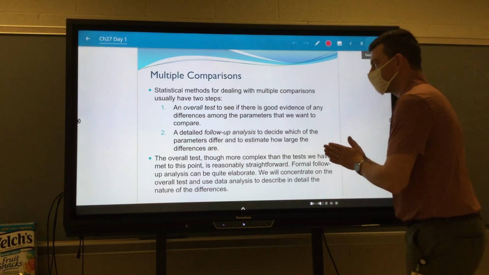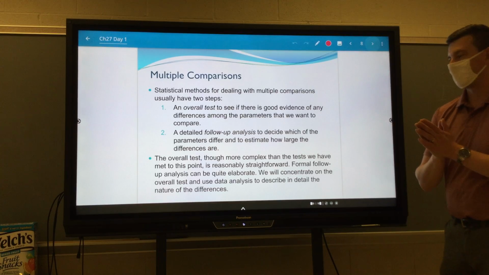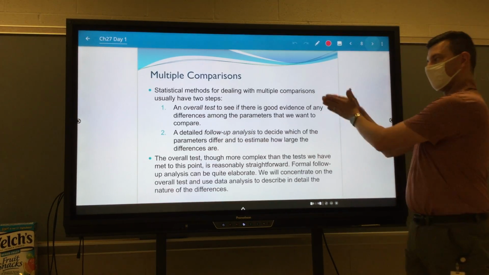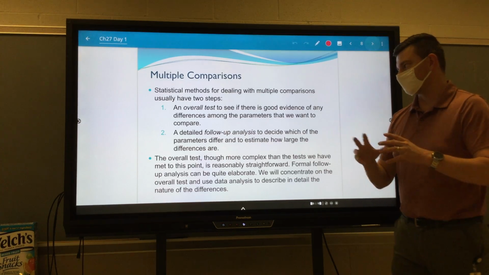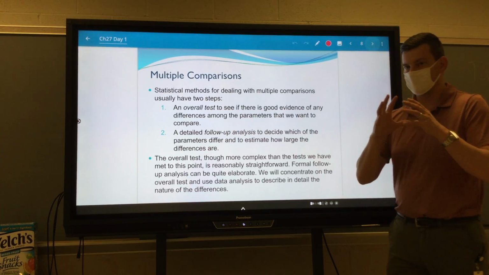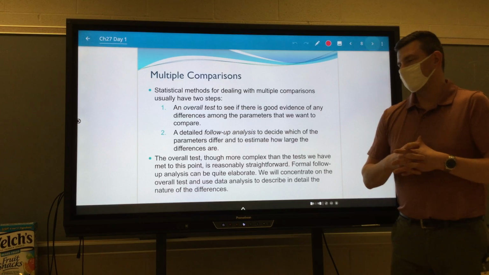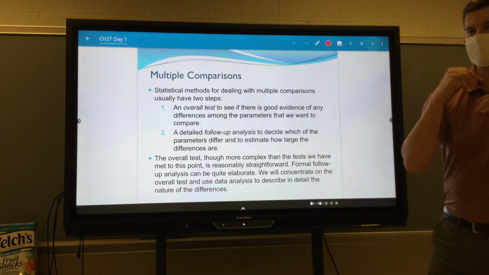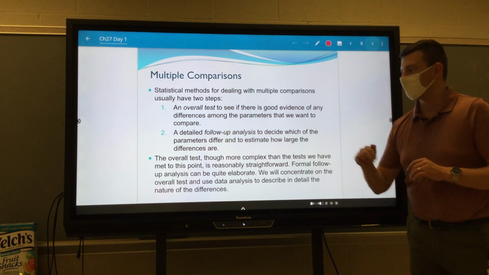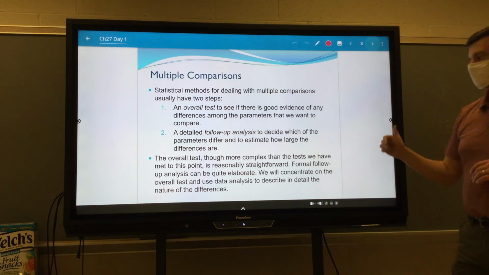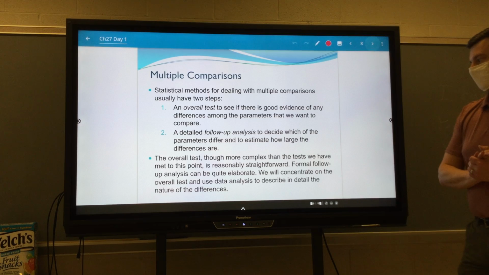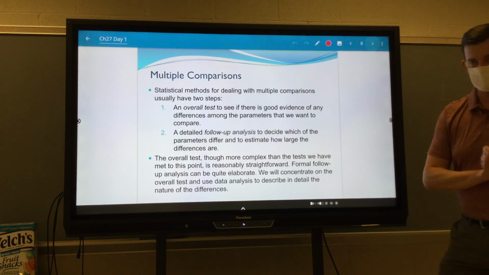Now, this exact same slide appeared in our lesson on chi-square, talking about multiple comparisons. And the statistical methods for dealing with multiple comparisons usually have 2 steps. An overall test to see if there's good evidence of any differences among the parameters that we want to compare. And then, once you get that initial test performed, we have a detailed follow-up analysis to decide which of the parameters differ and to estimate how large those differences are.